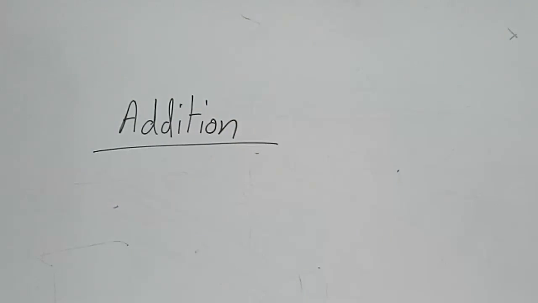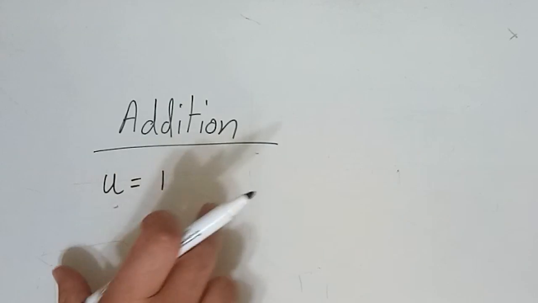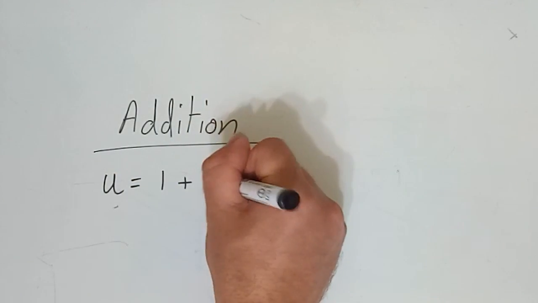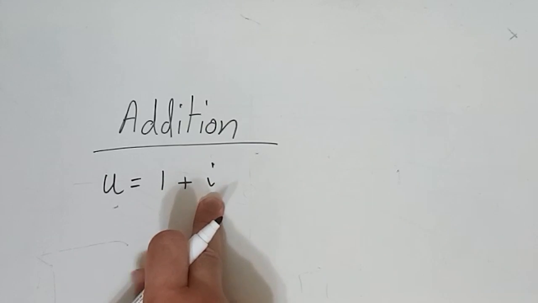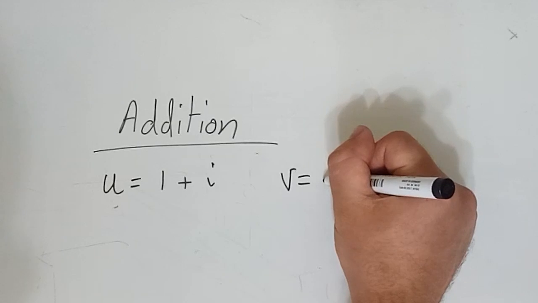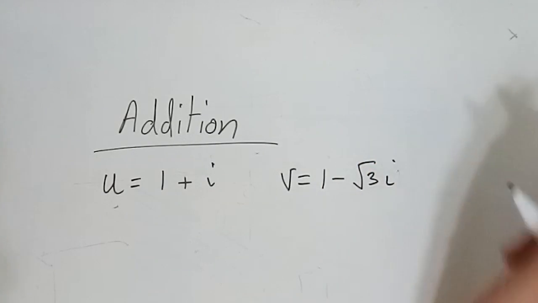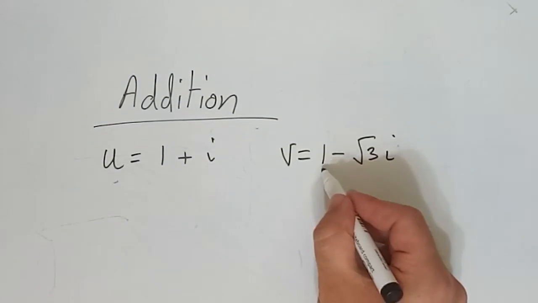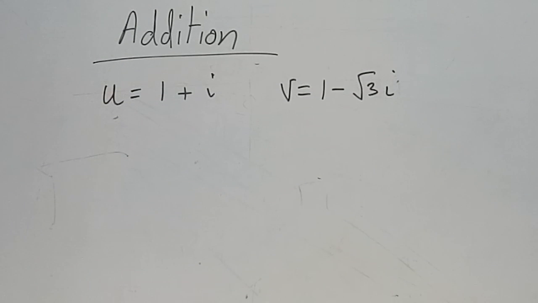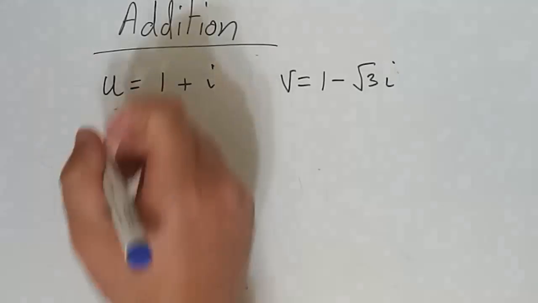Addition. Let's add two complex numbers together. Let's start with u. Right now, every complex number could have a real part, which in this case I'm going to make 1, and an imaginary part, 1i. Let's do another complex number, v. Let's go 1 minus root 3i. Okay, so real part 1, my imaginary part in this case is -√3. Okay, so you can write that out, but let's just add the two together first.